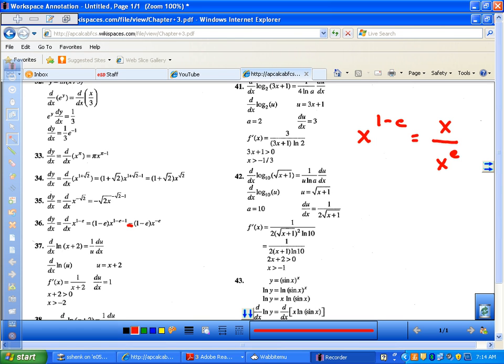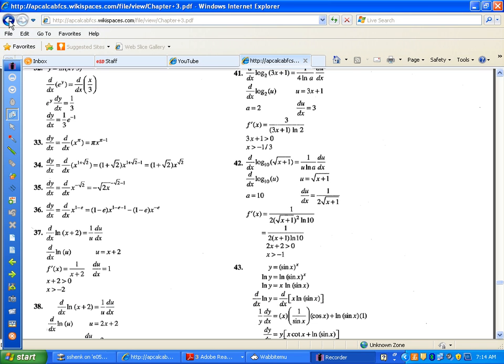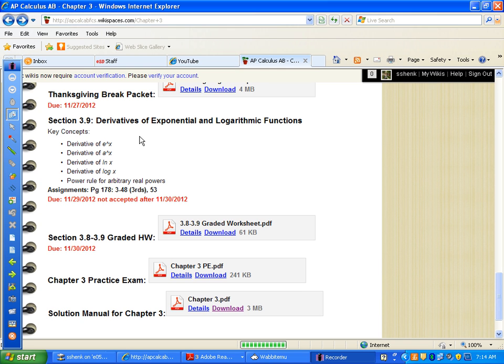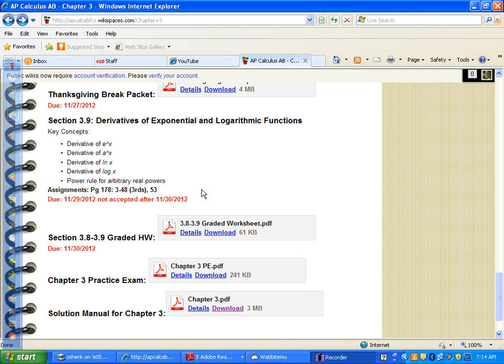All right, with 36 then? Good there? Okay, let's go ahead and clear that up. We'll go back onto the main Wikispace page then. Today then is the final day for the 3.9 assignment on page 178. Do we have any last questions off of page 178 before we move on? Oh, number 45. Is that the one you had interest in too, 45? Okay, we'll take a look at 45.